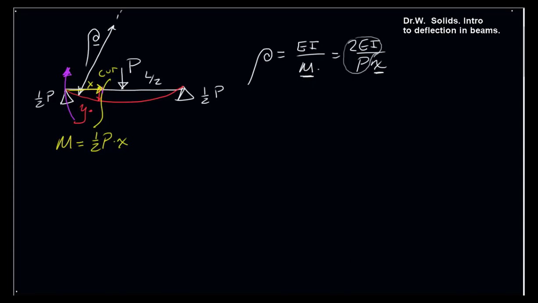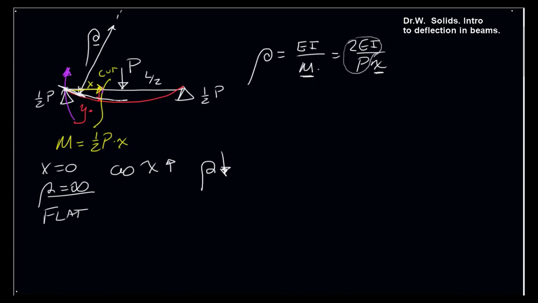For example, back here at x equal to 0, rho would be infinity. And recall, for an infinite radius of curvature, that's flat. Which tells us that right here, this is basically flat. And as x increases, rho decreases, which tells us that the radius of curvature gets tighter as we work our way along, reaching a minimum someplace underneath P. And then by symmetry, it would go back up and be flat on the other side. So we find that the radius of curvature gives us at least a hint of the shape of this curve.